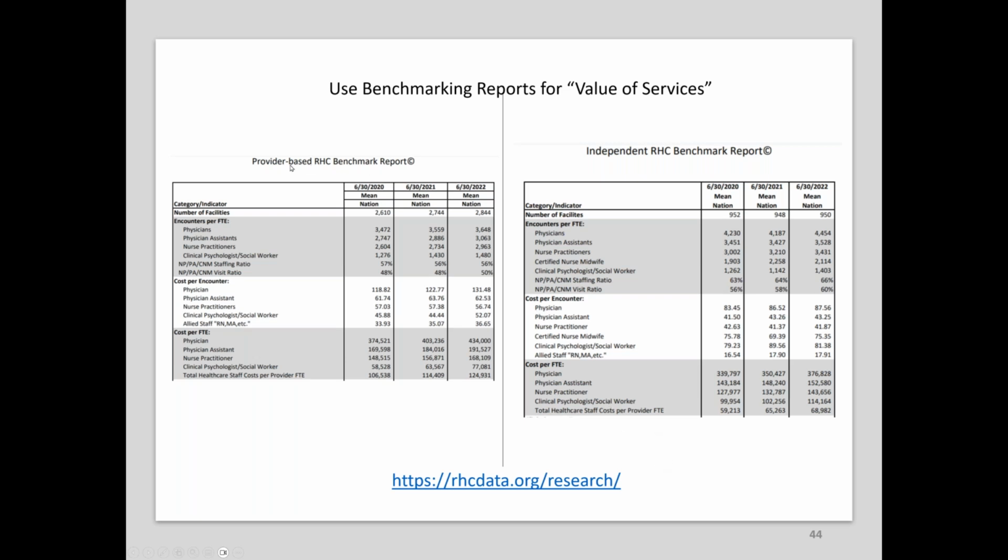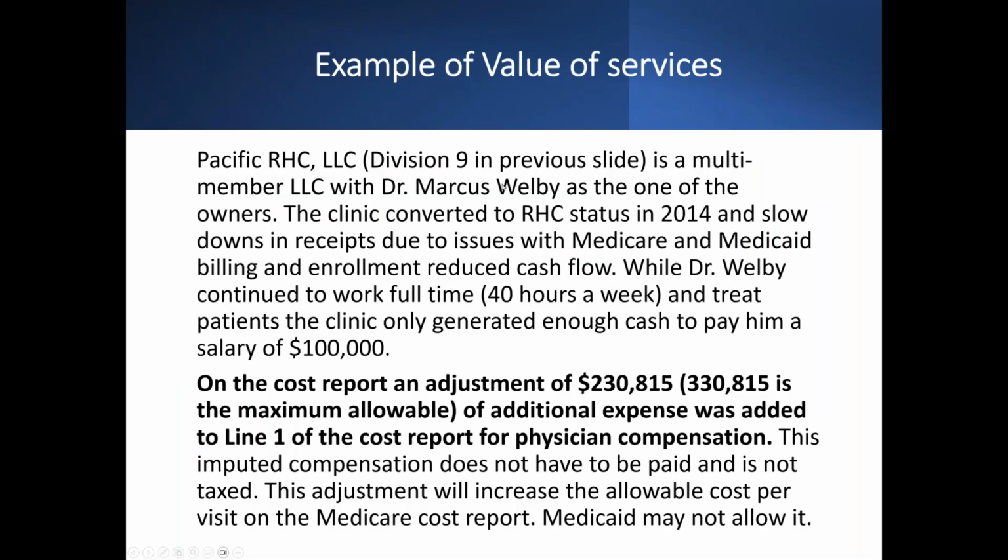You can see here, this is for provider-based, average compensation per visit, and we can use some of these numbers. Average compensation per FTE for a physician, 434,000. So these are 2022 numbers. So these numbers are much higher now when we inflate those going forward. So use those numbers.